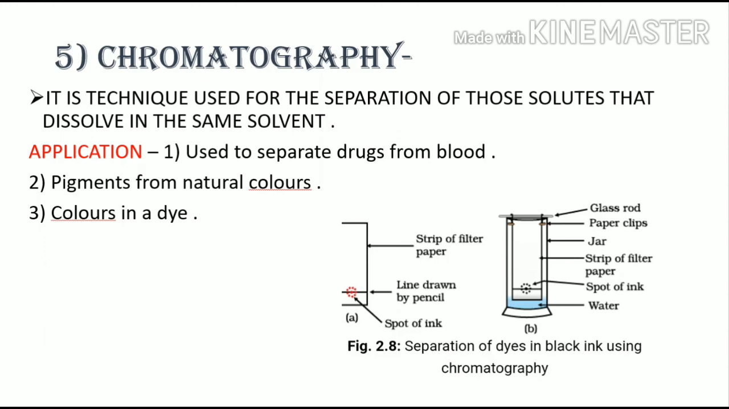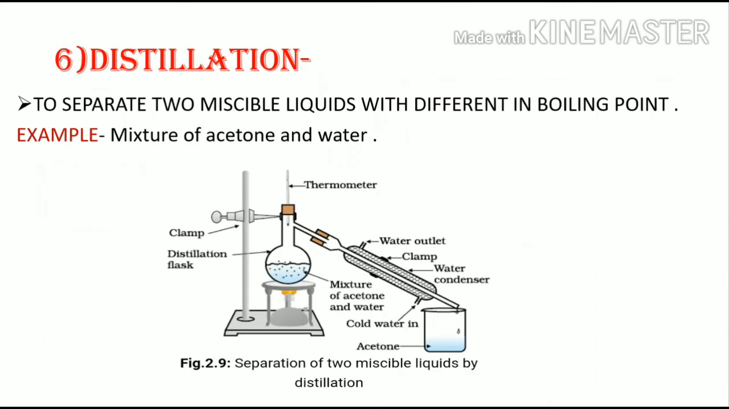So the next technique is distillation. Distillation is also an important technique, and with the help of this technique we separate two miscible liquids that differ in their boiling points. Okay, by the help of distillation, we separate two miscible liquids with different boiling points. Example, a mixture of acetone and water.